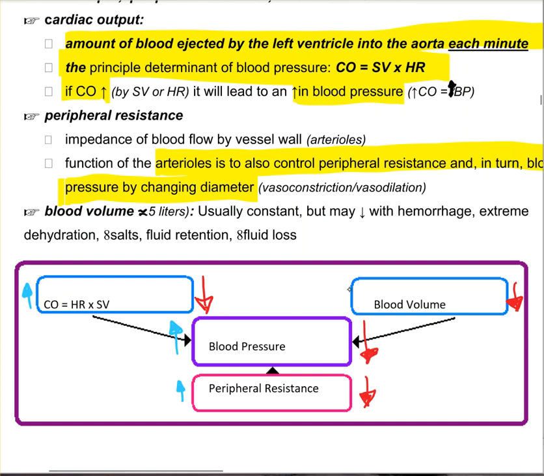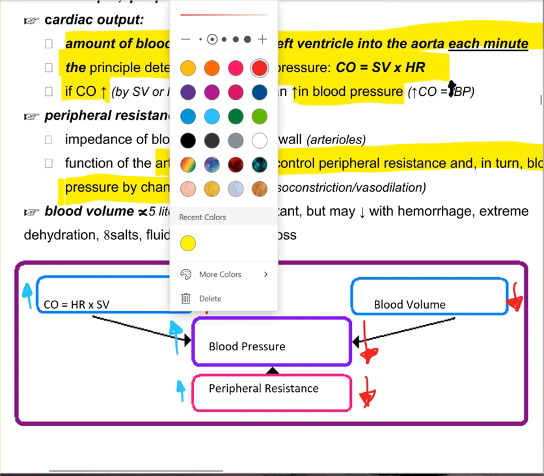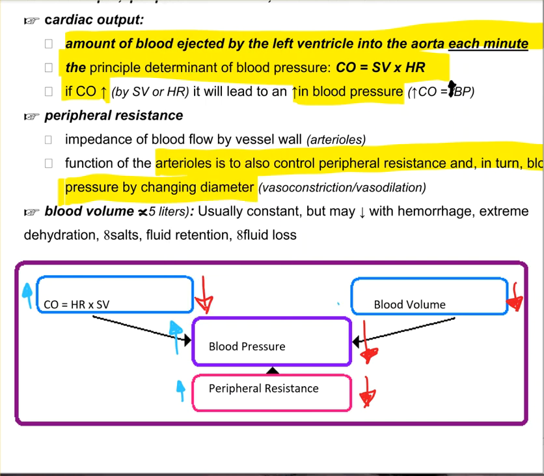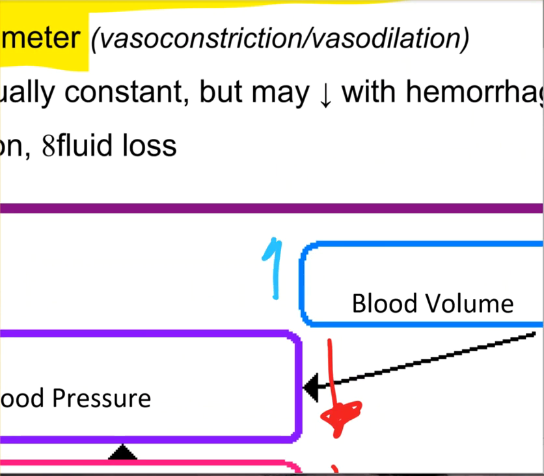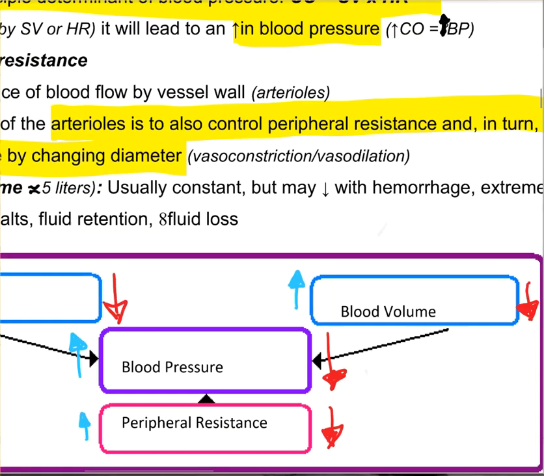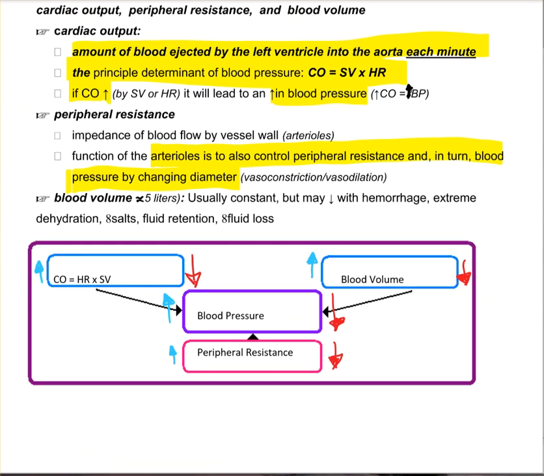Let's say we pump someone full of a lot of fluids for some reason and their blood volume goes up. Guess what it'll do? Their blood pressure will go up, right? So notice these arrows work in all three of these scenarios. If one of those goes up, it affects blood pressure upward. If one of those goes down, it affects blood pressure downward.